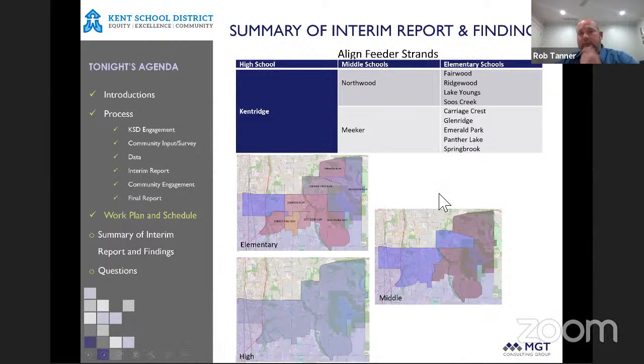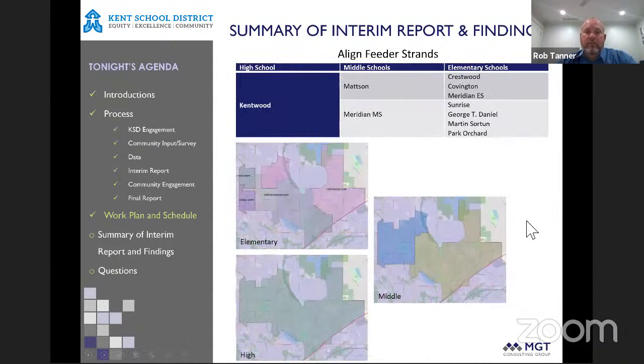And then this table just represents the Kent Ridge strand. The next few slides break down each one of these, and they're the same, just like I had said. Every elementary school feeds entirely into a middle school, which feeds entirely into a high school.